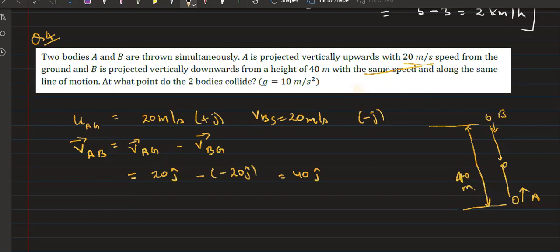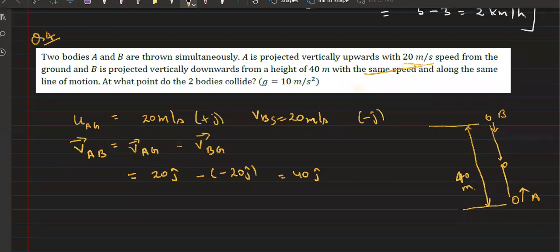Anyone have any issues? Tell me. Yes or no? Velocity of A with respect to B? Okay, very good.